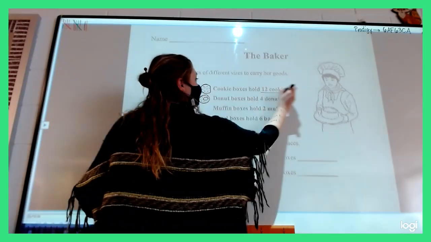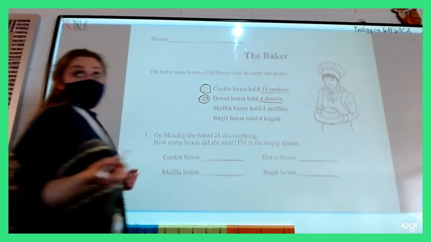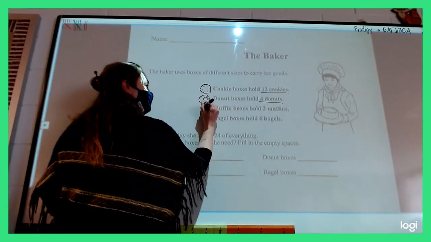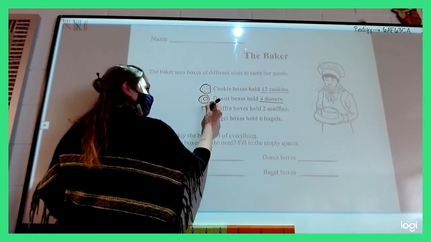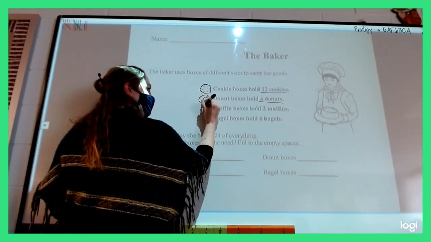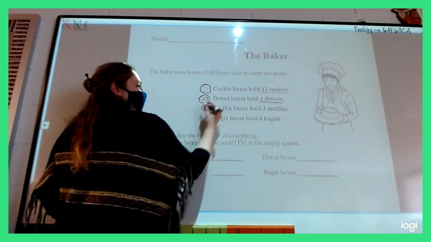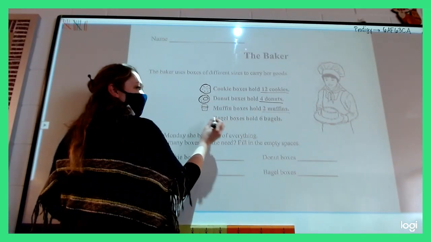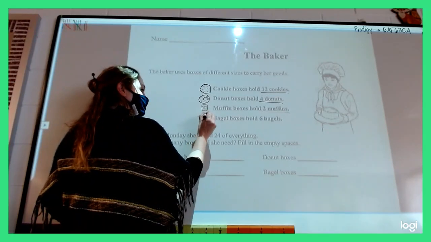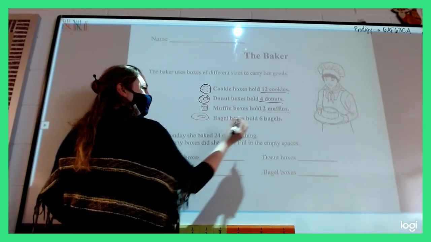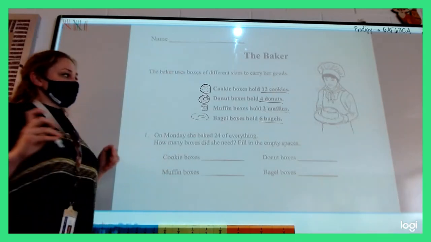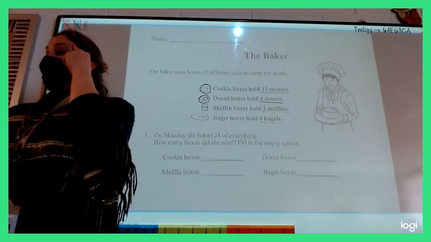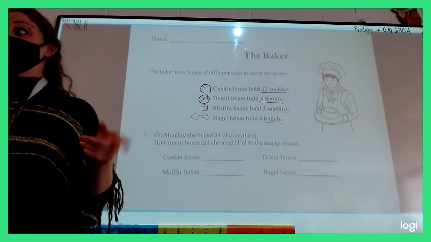All right, so we got 12 cookies. A donut box will only hold 4 donuts, I guess because they're bigger. Muffin boxes hold 2 muffins. Drawing my muffin in, it looks like a mushroom. Holds 2. And a bagel box holds 6. It's like a donut. Okay. So, keep in your head, all the boxes hold different amounts depending on what type of baked good you've got.